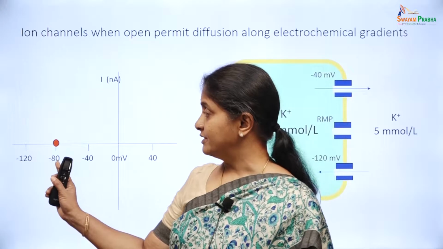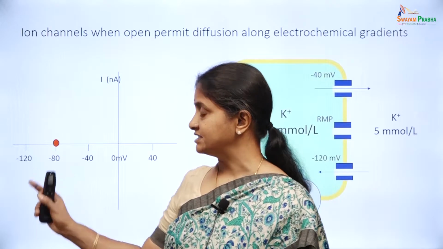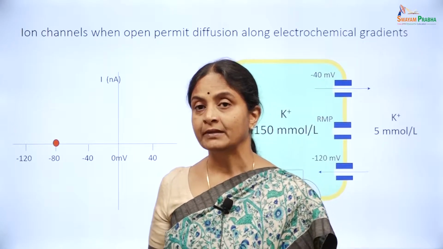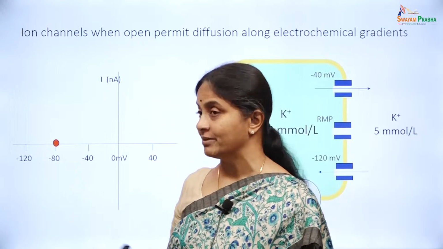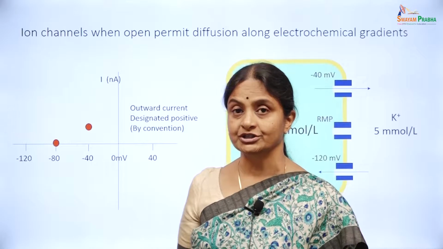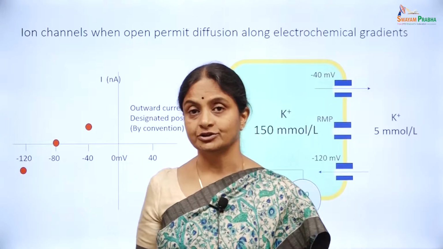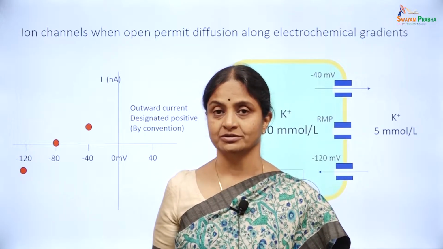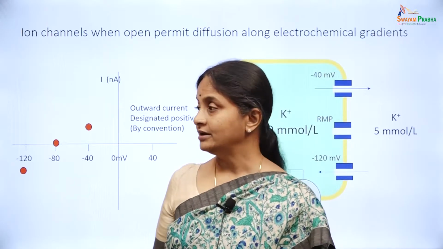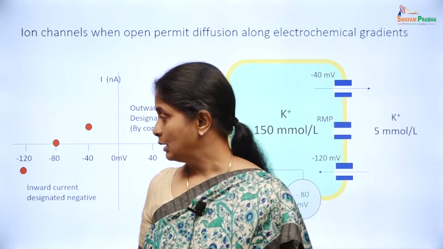This point here represents the fact that there is no current when the membrane is at the resting voltage, that is at minus 80 millivolts, no potassium current through its channels. And if the membrane becomes more positive, if it moves to about minus 40, there is an outward current, and as I said, that is designated as a positive current. And if the membrane becomes more negative, there is an inward current through potassium channels, and that is also simple diffusion.